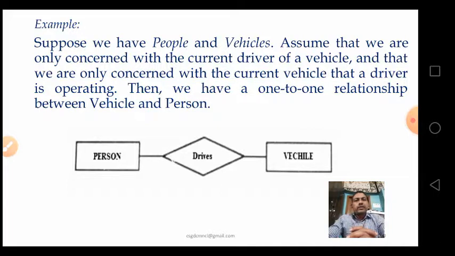The person who has the vehicle, that owner is that vehicle's driver. In this diagram, person is one table, vehicle is another table, and driver is the relation between the person and vehicle tables. This is a one-to-one relationship.